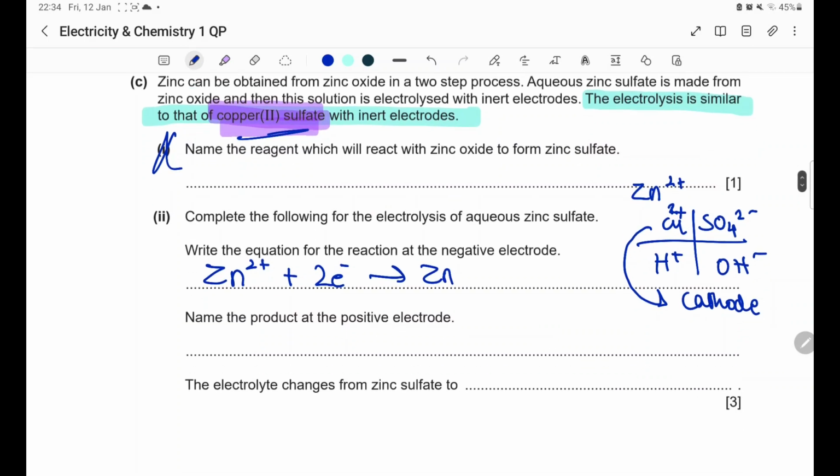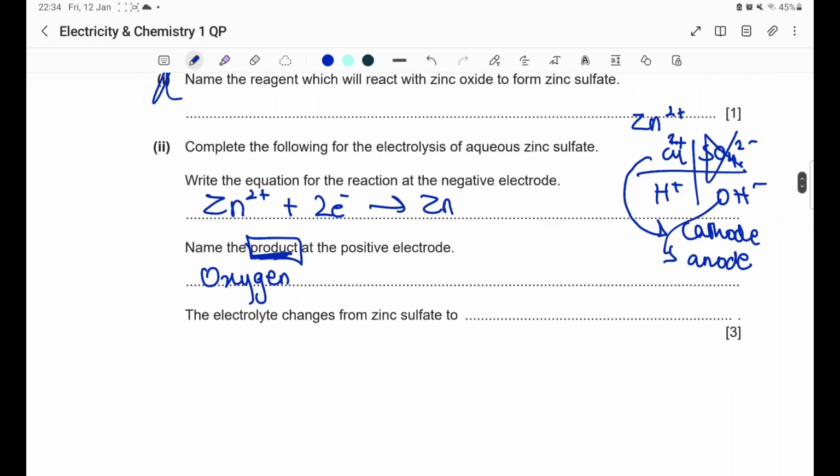Name the product at the positive electrode. Be careful. Again, sulfate ion never ever takes part in the reaction. So you're going to have hydroxide go forward to the anode, which is your positive electrode. And hydroxide forms the product oxygen. Remember, do not write hydroxide in this answer. The only appropriate answer is that oxygen is formed, because hydroxide forms oxygen.